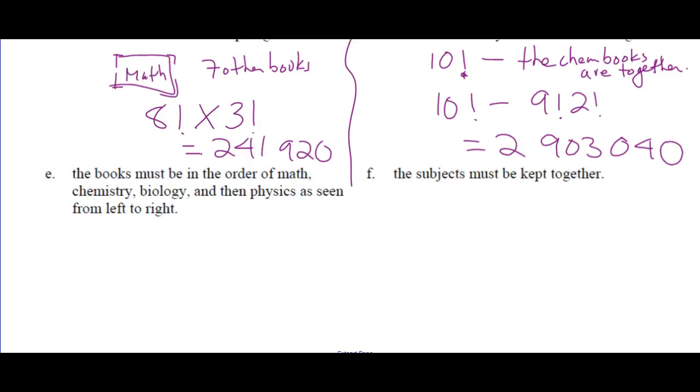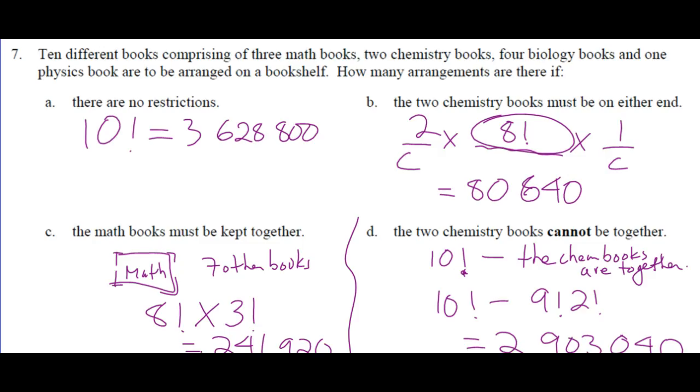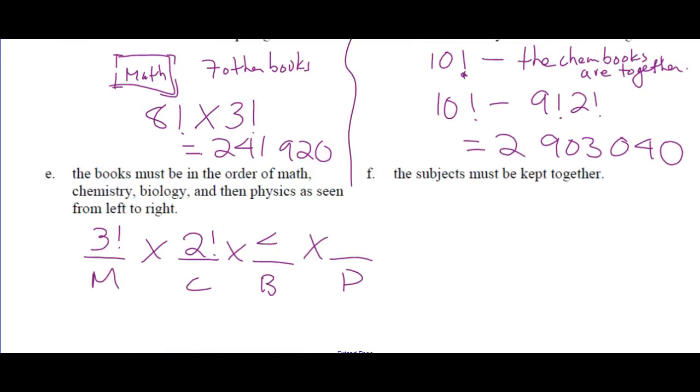The books must be in the order math, chem, bio, and physics as seen from left to right. Okay, so we got math, chem, bio, physics. How many ways are there of arranging the math books? How many math books are there? 3. So there are 3 factorial arrangements of math books. For each one of those, there are 2 factorial arrangements of chem books, right? There are 2 of those. I can't remember how many bio and physics. 4 bio and 1 physics. And then the 1 physics.